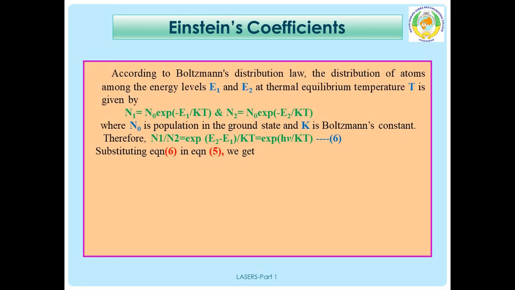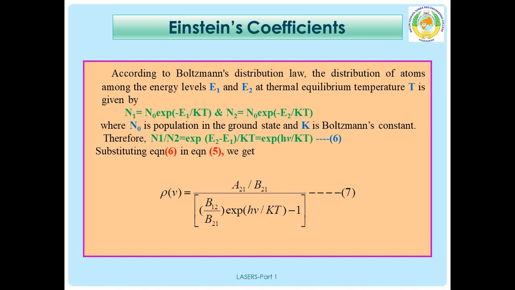Then we will go to Boltzmann distribution law from thermodynamics. According to that law, the distribution of atoms among the different energy levels at thermal equilibrium temperature T, we write it as, if it is an energy level E1, then N1 is equal to N0 e to the power minus E1 by kT. And for energy level E2, N2 is equal to N0 e to the power minus E2 by kT. Here N0 is the population or the number of atoms in the ground state and k is the Boltzmann constant.